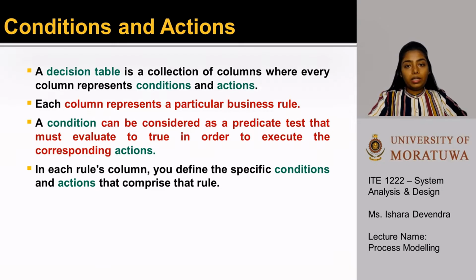A decision table is a collection of columns where every column represents conditions and actions. Each column represents a particular business rule. A condition can be considered as a predicate test that must evaluate to true in order to execute the corresponding actions. In each rule's column, you define the specific conditions and actions that comprise that rule.